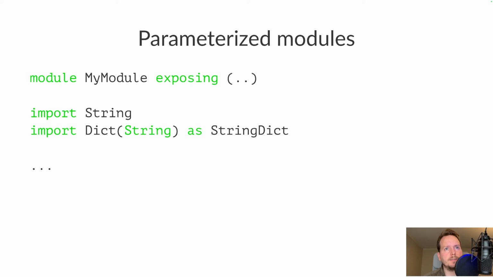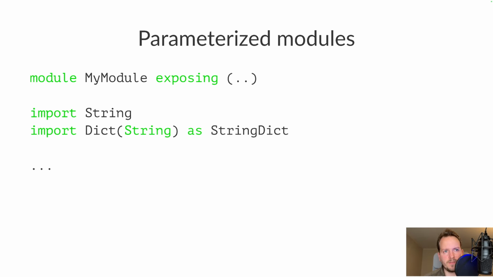So here is the start of a module definition. Here I define a module called my module, which exposes everything. It imports the string module, and it imports a dictionary. Now this last line here is what's interesting.